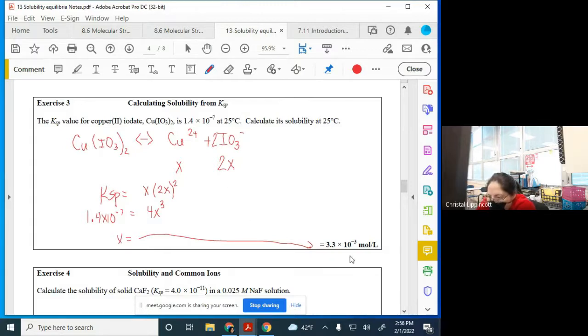Calculate its solubility. This is the solubility of this guy. If you wanted to figure out the Cu, it would be the same amount, because you're going to get that many out of this. You're going to have that molarity for this guy. But when it comes to the IO3, the solubility is going to be twice that. That would be 2x, which I think comes out to be 6.6 times 10 to the minus 3, if I remember my math correctly.